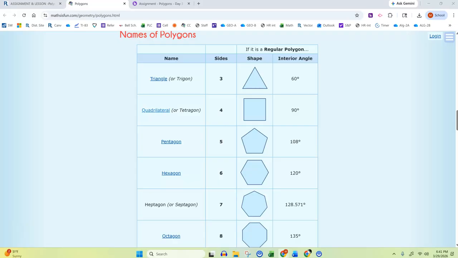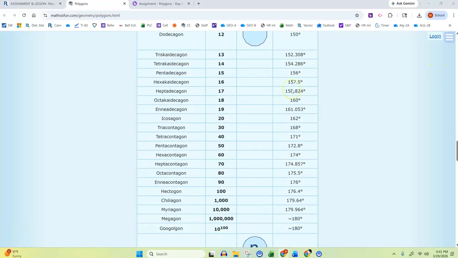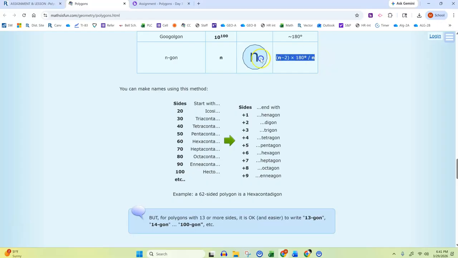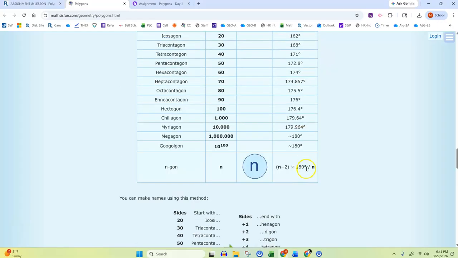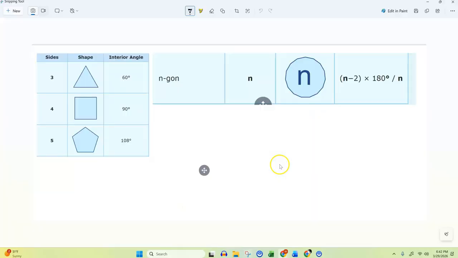So let's go ahead and look at something I want you to notice. If you go to the very bottom of this big table right here, you'll see this formula that shows you basically 2 things that you can get. The first part tells you the total degrees of any figure based upon having n sides, right? The other part is they divide it by the number of sides to get each individual interior angle. So let me show you an example.